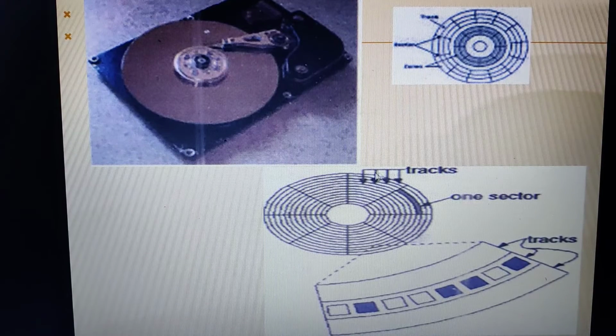These tracks are further subdivided into a number of sectors. Each sector holds a specific number of data elements. This is one sector, this is one sector, this is one sector. Where it is shaded, this is one sector. If you shade it here, that would be the second sector, and so on. Each sector consists of a specific number of bytes, or characters.